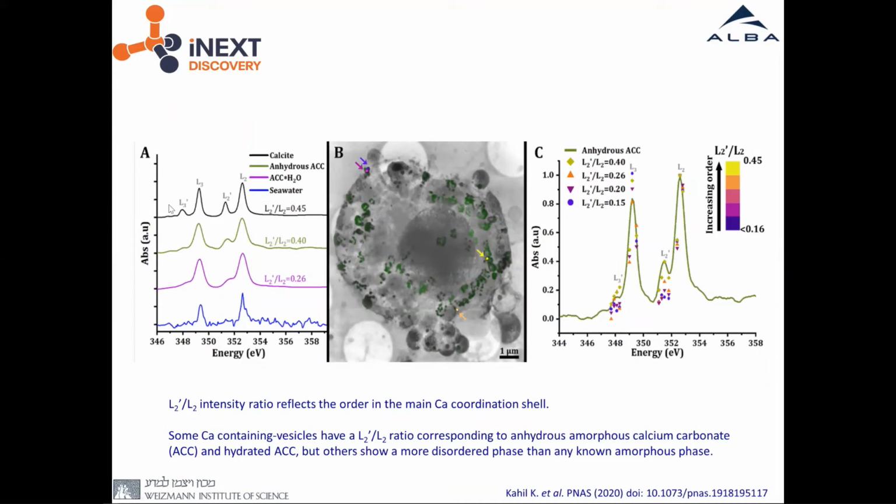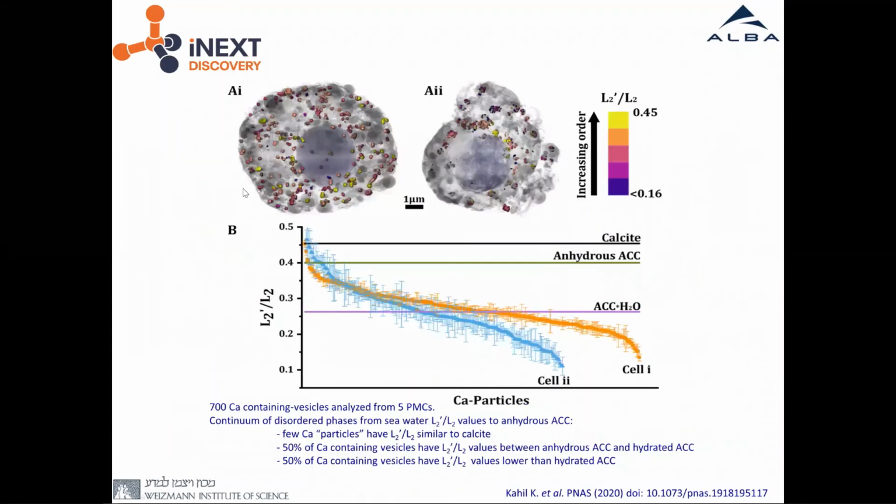So on the left side, you have different plots of what you will get if you have seawater, what you will get if you have hydrated amorphous calcium carbonate, anhydrous amorphous calcium carbonate, and calcite. So by looking at the ratio of the peaks, the L2 pre-peak and the peak, you can know which is the phase of each of the vesicles.